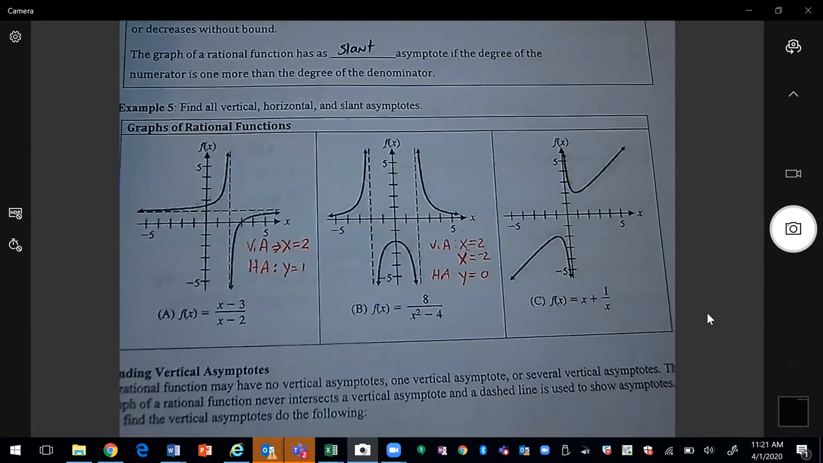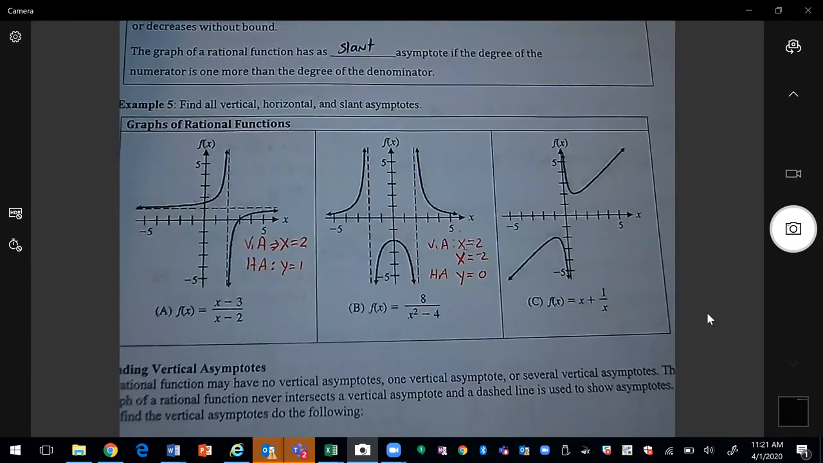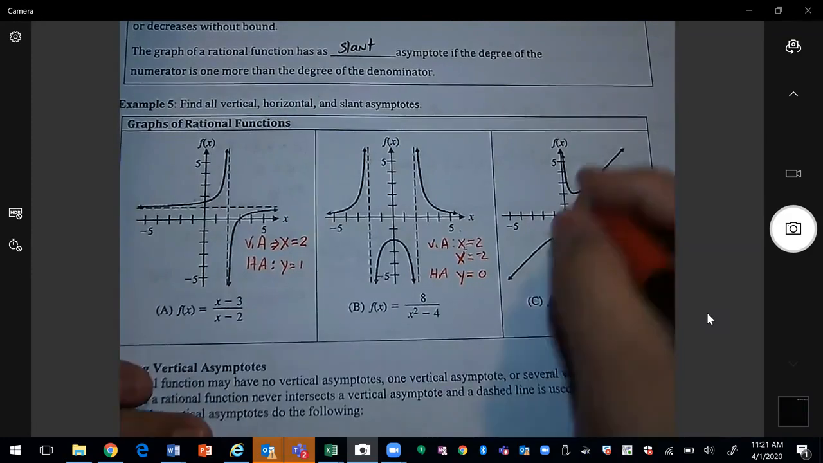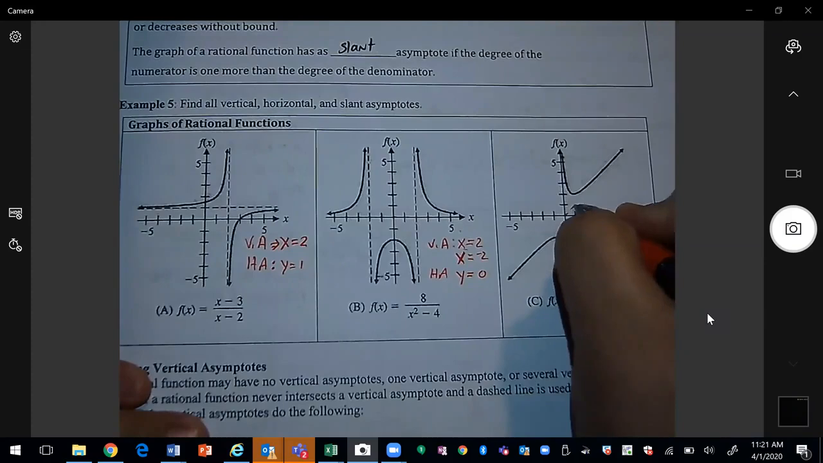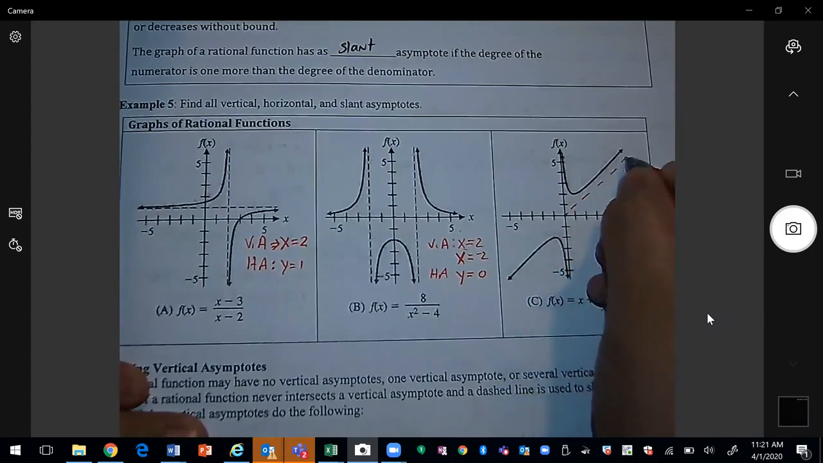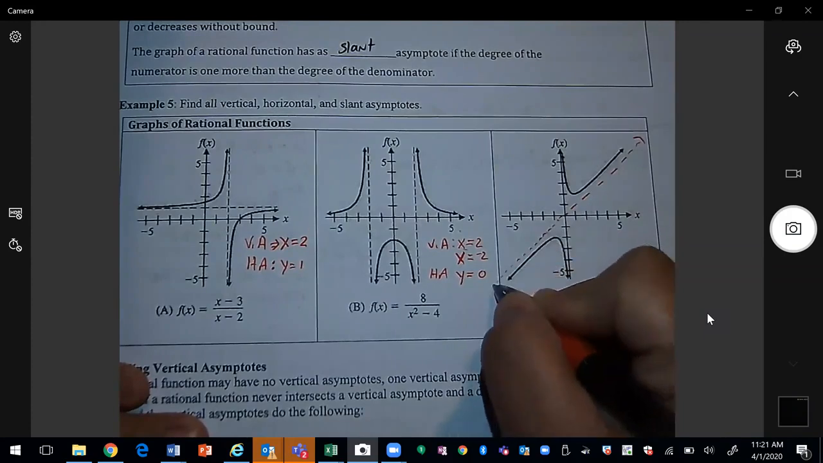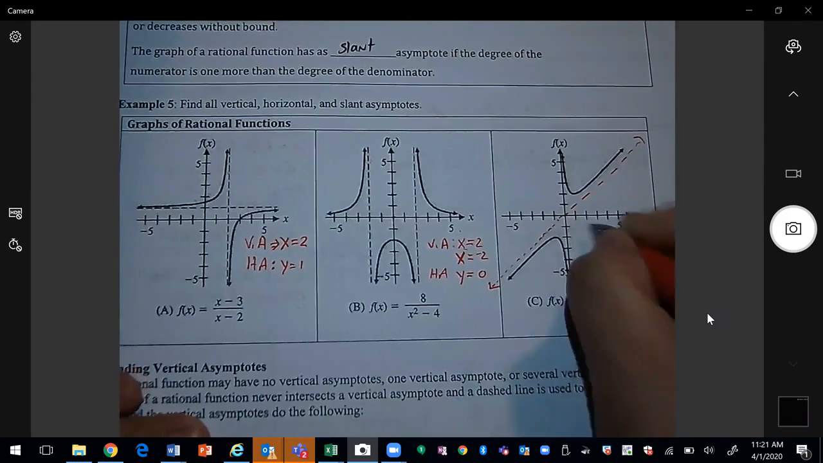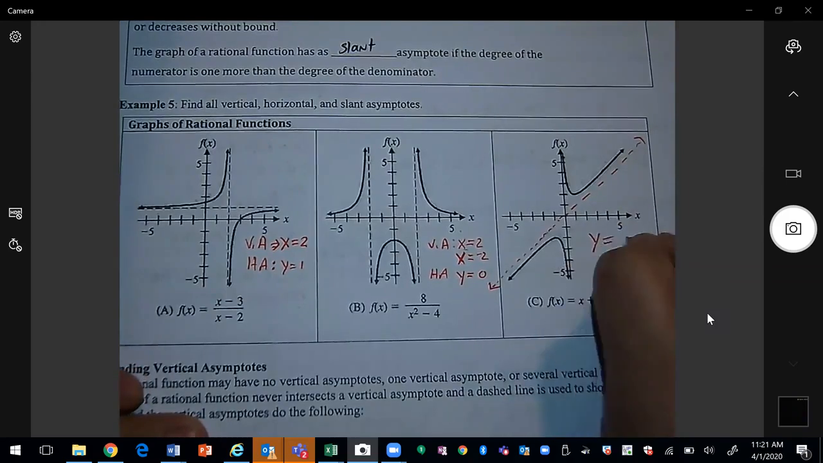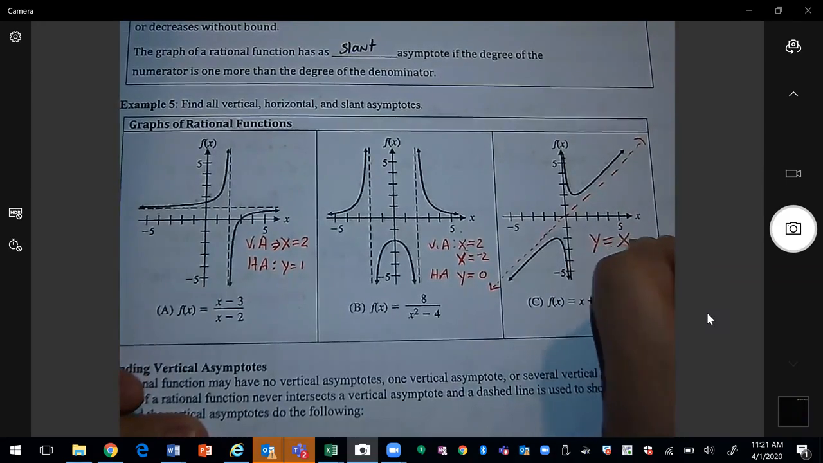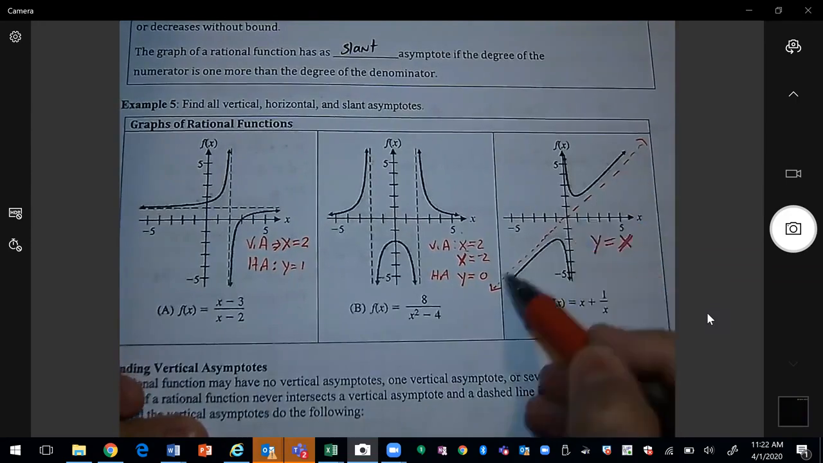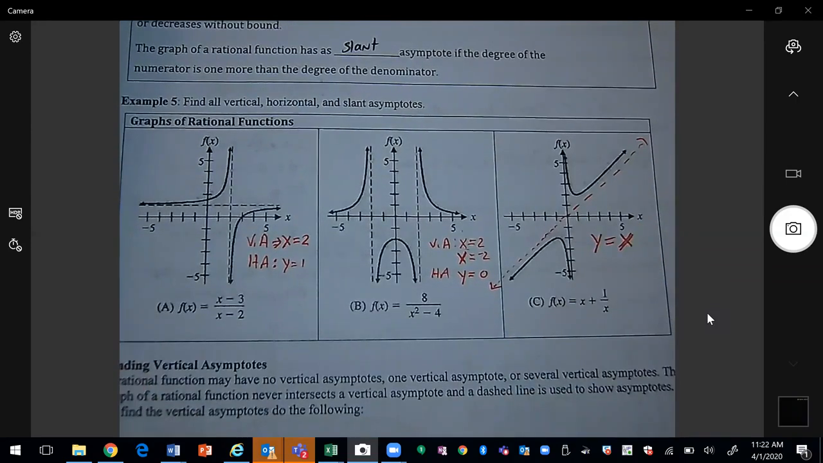So at y equals 0, the graph is not going to cross this x-axis. And then for the third graph, you don't see any horizontal or vertical dotted lines. This is going to have what we call a slant asymptote. And a slant asymptote is basically an asymptote, and the equation for that is y equals x. So it's this line right here. It's a linear equation, y equals x.